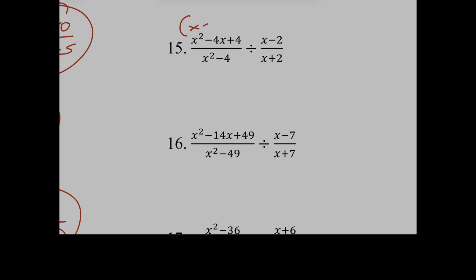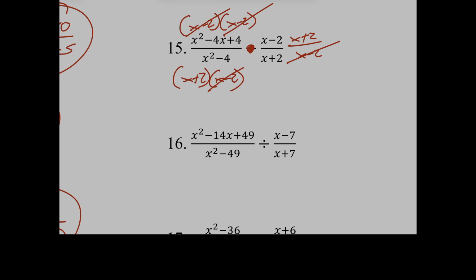Okay, number 15. Here I'm going to get an x minus 2 and another x minus 2. This is going to be an x plus 2 and an x minus 2. Multiply and flip. X plus 2 over x minus 2. Okay, let's see. X minus 2, x minus 2, x minus 2, x minus 2, x plus 2, x plus 2. Everybody cancels. I'm left with a 1.